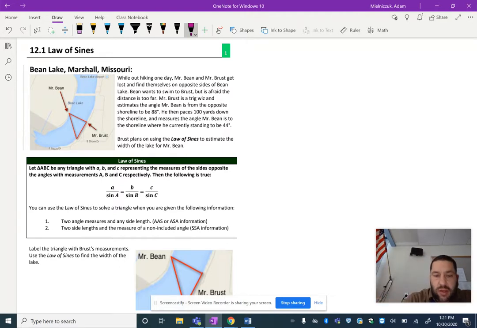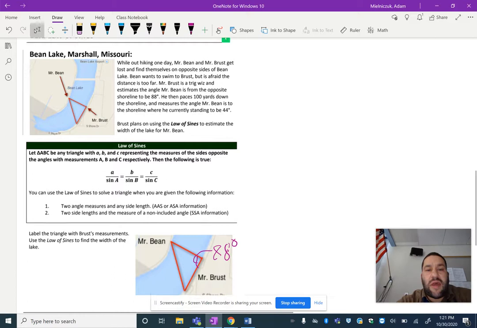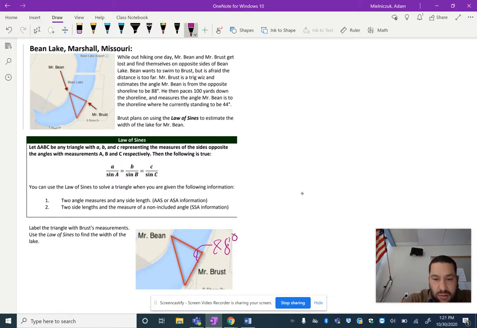Okay, so what do we see? He's saying that this angle here is 88 degrees. He then paces 100 yards down the shoreline. So this is 100 yards. He measures the angle to be 44 degrees. Bruss plans on using the law of sines to estimate the width of the lake for Mr. Bean.